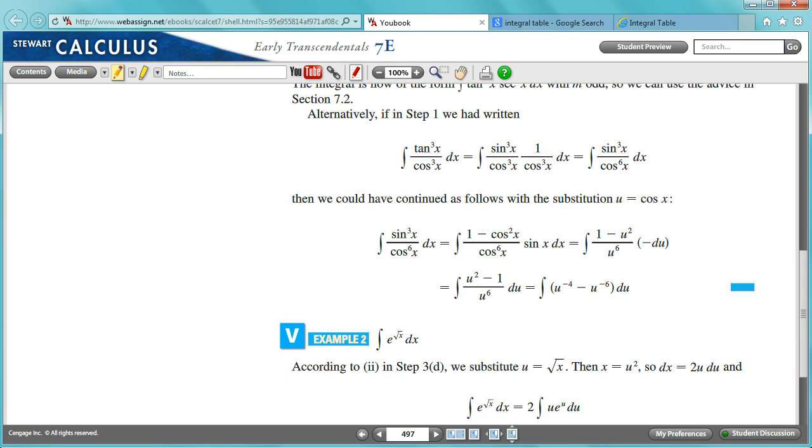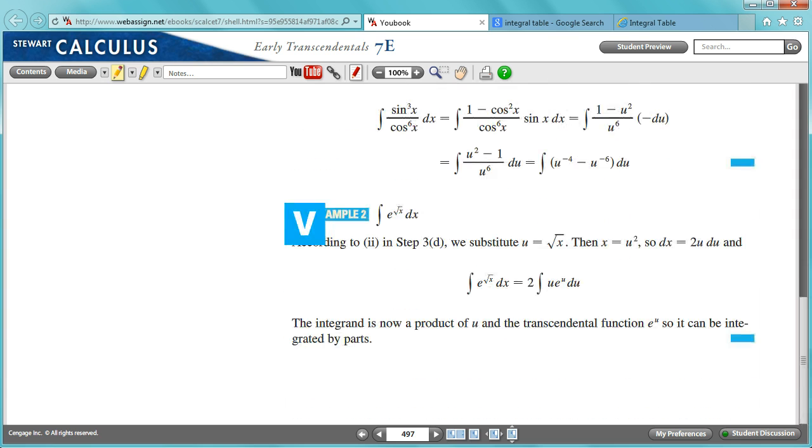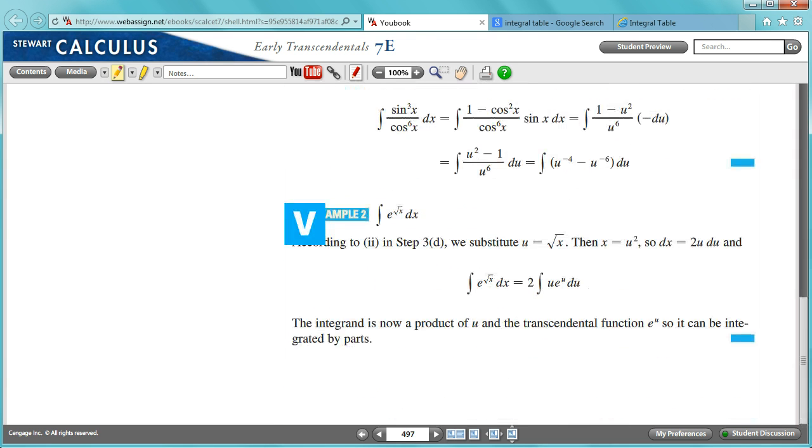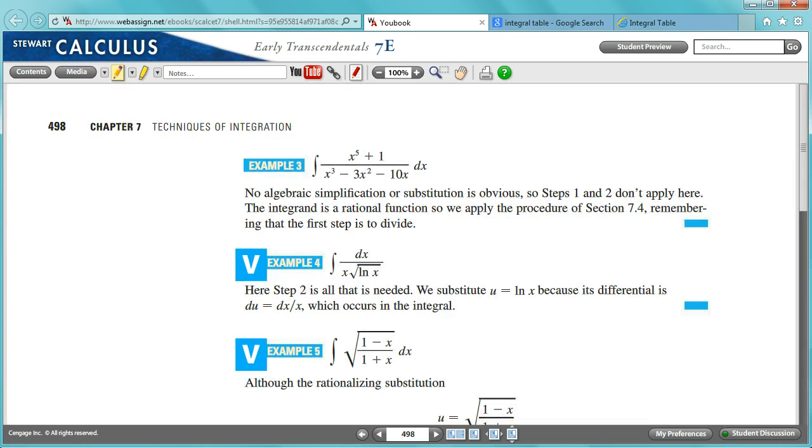Example 2 is a standard problem, not an outrageous one. Example 1, of course, was one of those easier problems. How about the next page? Example 3, this is actually an easy problem, but tedious.